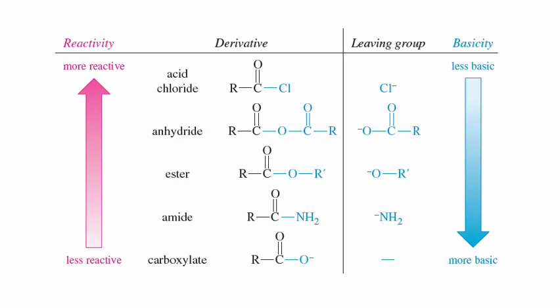And so, as we've seen all along, the more basic the leaving group is, the less reactive is the derivative from which it came. So we look at these carbonyl derivatives. Acid chlorides are the most reactive because chloride is the least basic, and carboxylates are the least reactive because O2 minus is the most basic.